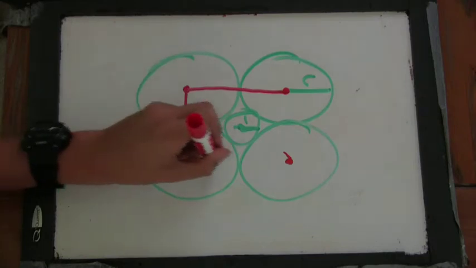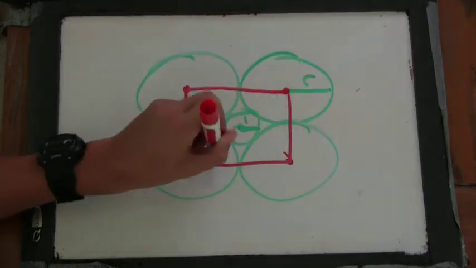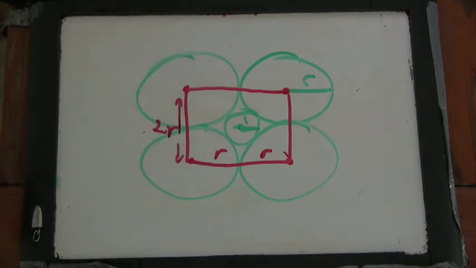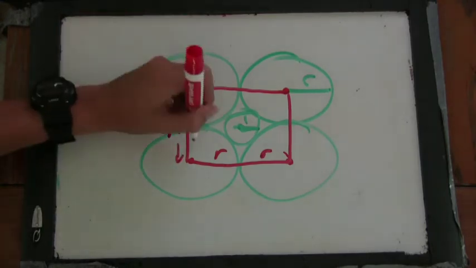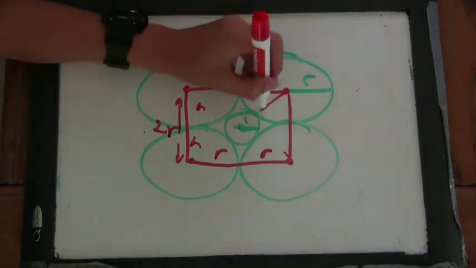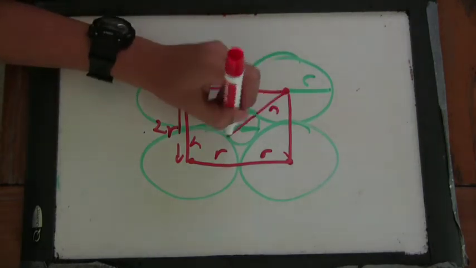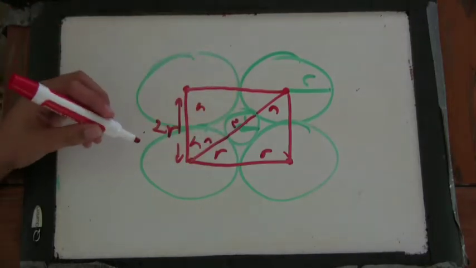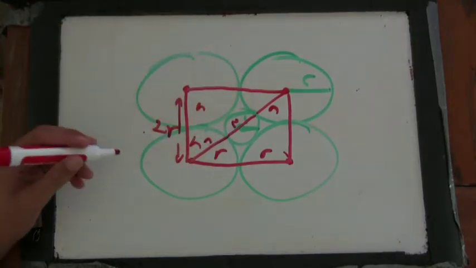Like this. Side lengths are 2r, because each of these little lengths is r. Okay. And then the length of the diagonal is going to be 2r plus 2.